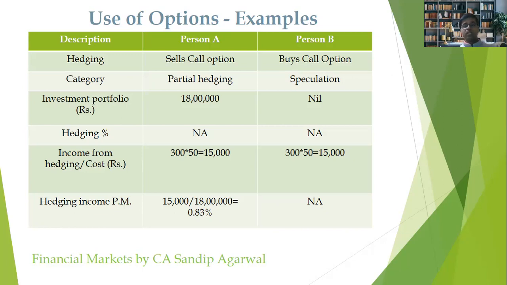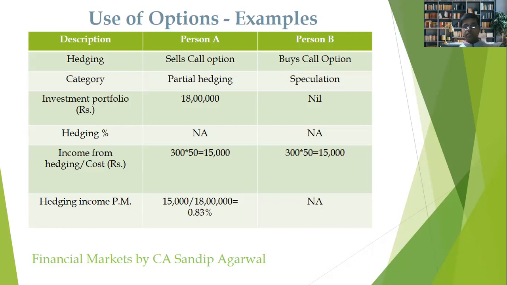Now, if Nifty doesn't move beyond 18,500 in the current expiry of the contract, the entire premium would be pocketed by the person who is having an investment portfolio. Plus, at the same point of time, his investment portfolio would also have grown to some extent because the Nifty has moved from 18,000 to 18,500.